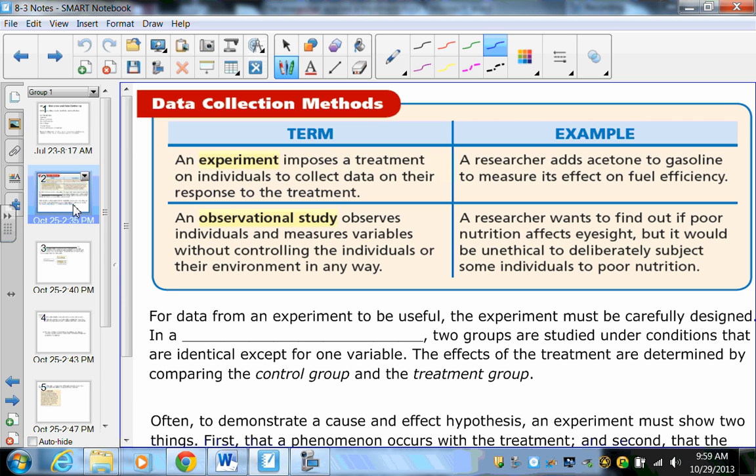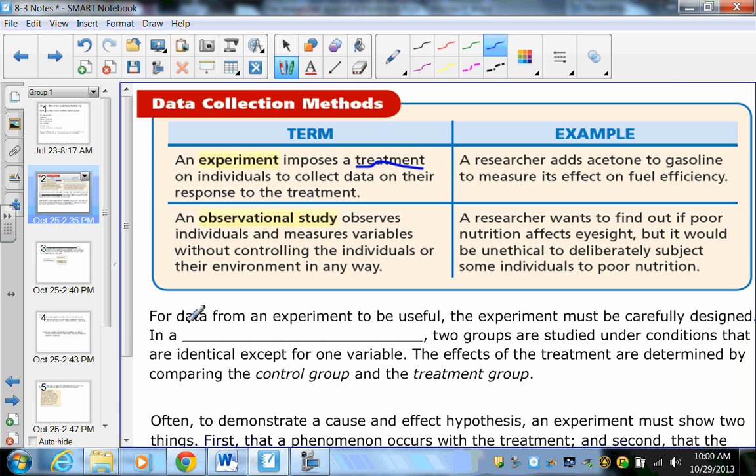An experiment imposes a treatment on individuals to collect data on the response of the treatment. So for example, a researcher adds acetone to gasoline to measure its effect on fuel efficiency. So the key thing to have an experiment is that there is a treatment being imposed.